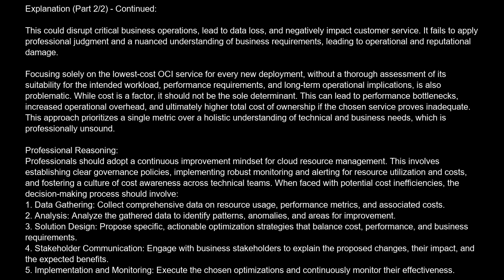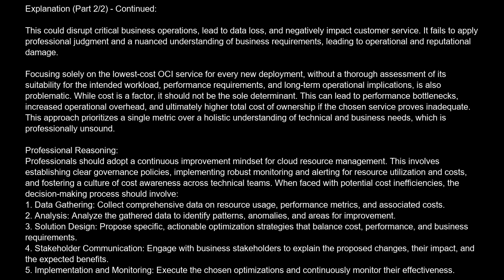This can lead to performance bottlenecks, increased operational overhead, and ultimately higher total cost of ownership if the chosen service proves inadequate. This approach prioritizes a single metric over a holistic understanding of technical and business needs, which is professionally unsound. Professional reasoning. Professionals should adopt a continuous improvement mindset for cloud resource management.